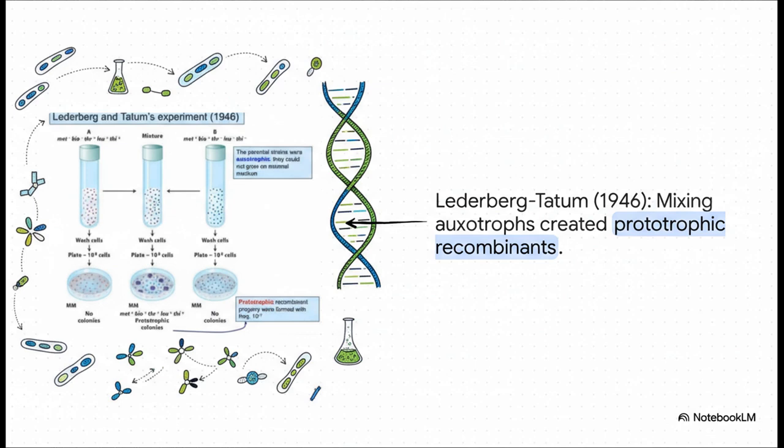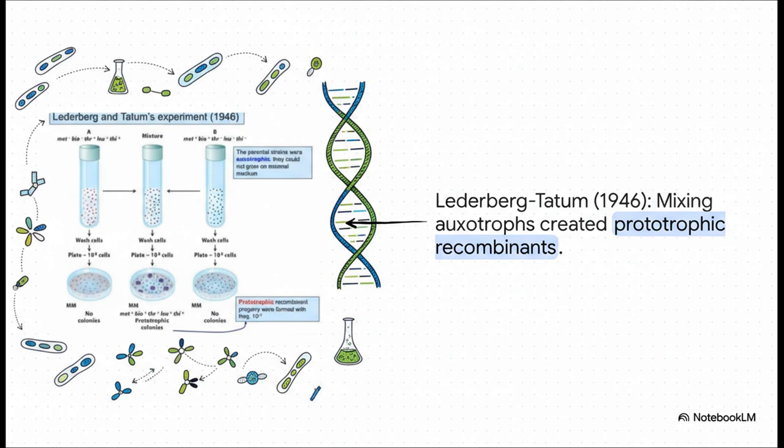coli, which we can see here as strain A and strain B. Now, both of these strains were what's called auxotrophic. They each had genetic defects that meant they couldn't produce certain essential nutrients on their own. And you can see, when they were plated alone on a minimal medium that lacked those nutrients, neither could grow. But, and here's the kicker, when they mixed the two strains together and then plated that mixture, colonies appeared.